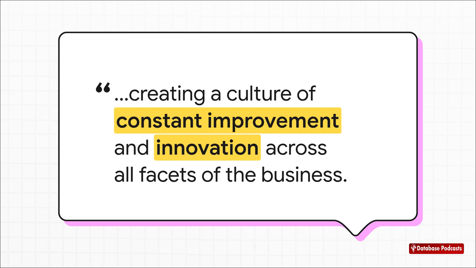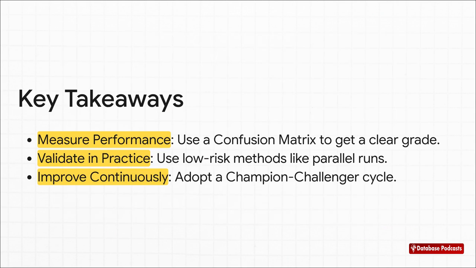So, what are the big things to take away from all this? First, you just can't trust what you don't measure. Use a confusion matrix to get a clear, honest grade on your model's performance. Second, validate your model in the real world using low-risk methods like those parallel runs. And finally, don't just build it and forget it. You've got to adopt a continuous improvement cycle, something like champion-challenger, to make sure you always have the best model running.